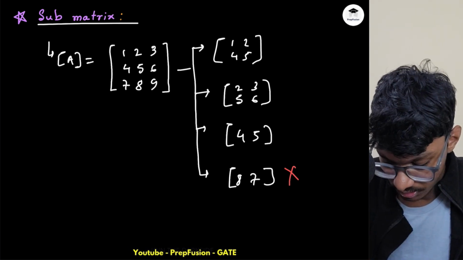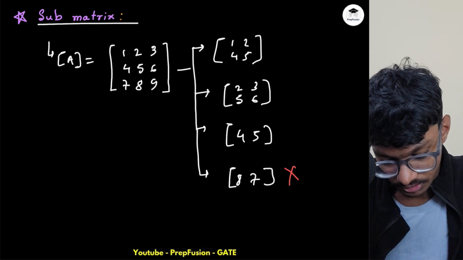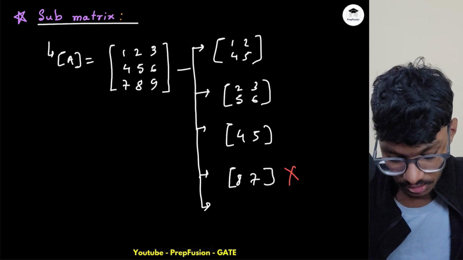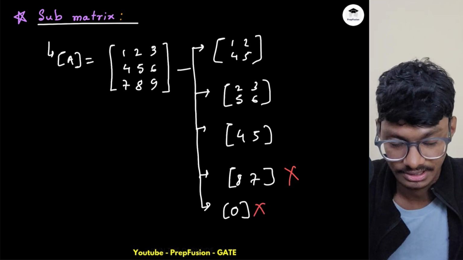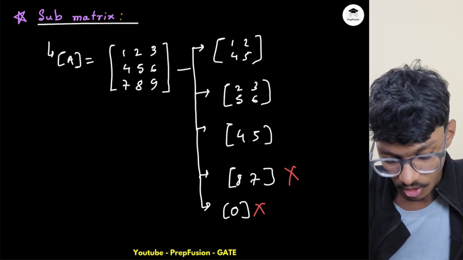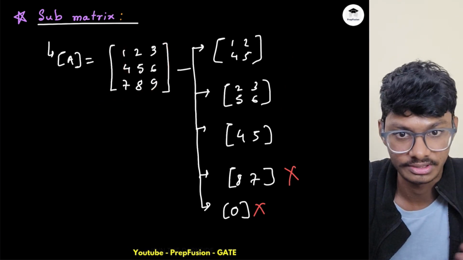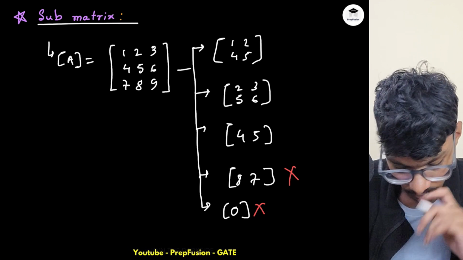Also, a matrix of higher order than this is not possible. Zero is not inside the matrix either. Anything higher than a 4x4 matrix obviously can't be a sub matrix of a 3x3, it has to be included in it. So that is one thing.